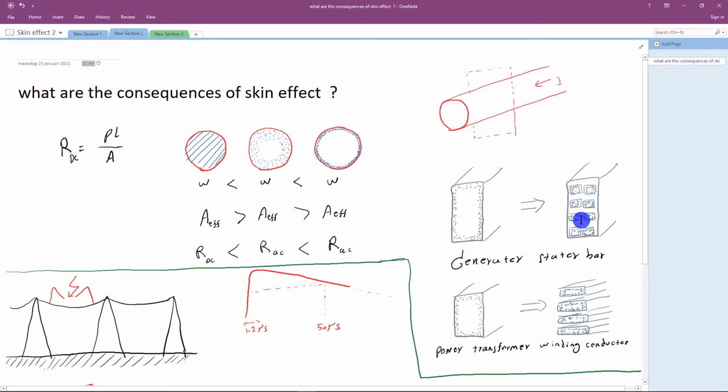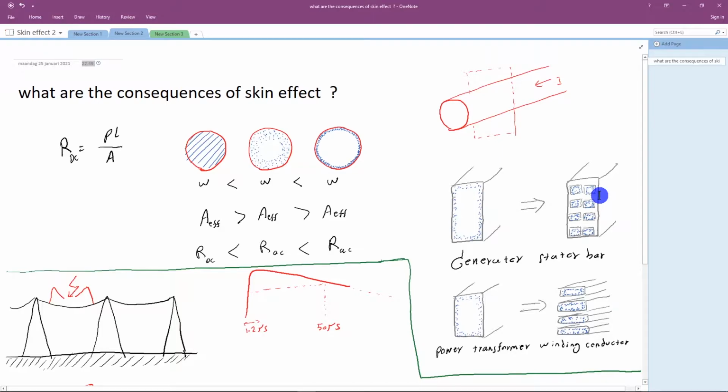Now we will show in the next video that the depth in which most of the current flows through the conductor, we call it the skin depth, depends on frequency and on material properties. Assuming that we use the same material in these two cases, so copper has the same properties in both cases and the frequency is also the same, this skin depth will be the same.